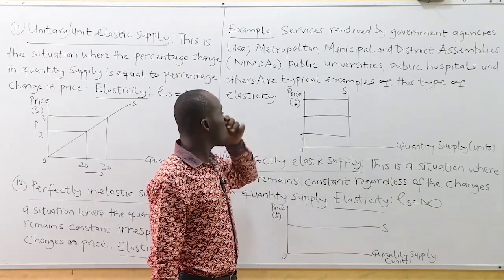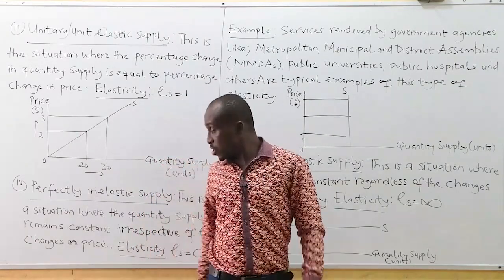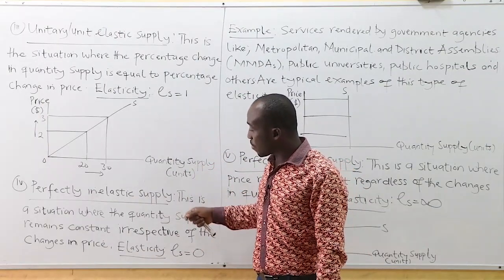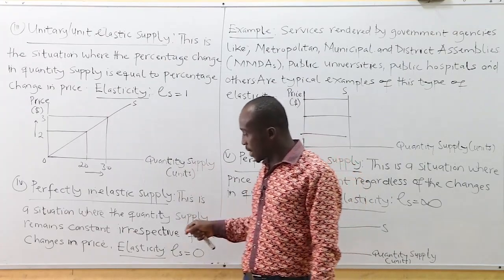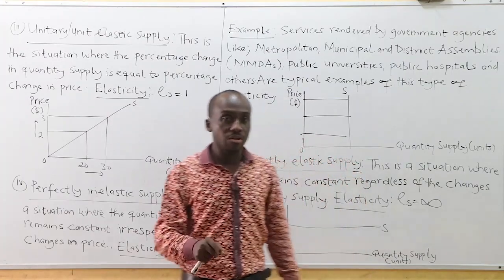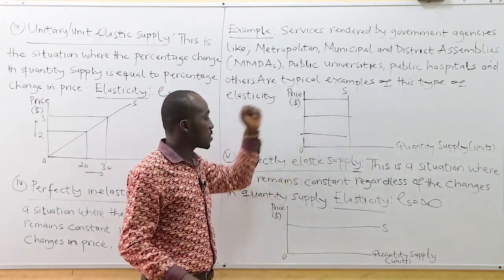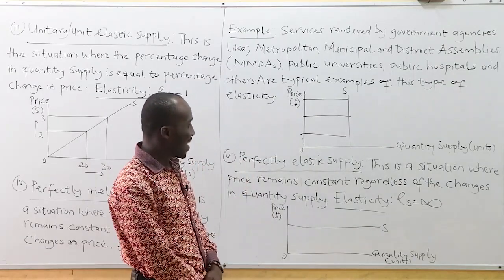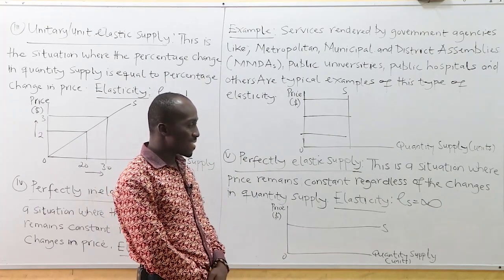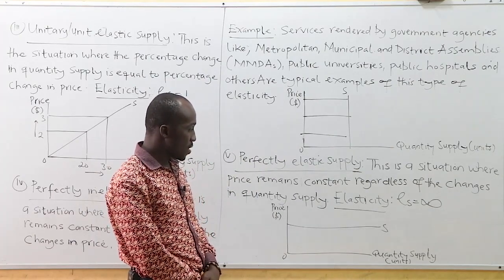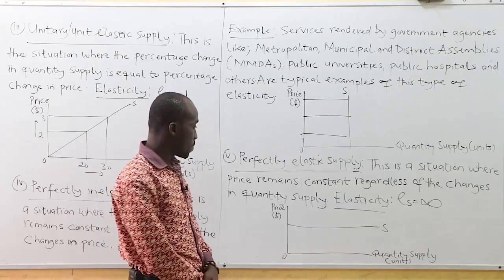And so this is the diagram. So it's perfectly inelastic supply. It's basically when the quantity supplied is constant irrespective of the price. We have seen some examples of that. Let's see another one, perfectly elastic supply. This is a situation where price remains constant regardless of the changes in supply. Therefore, elasticity is equal to infinity.